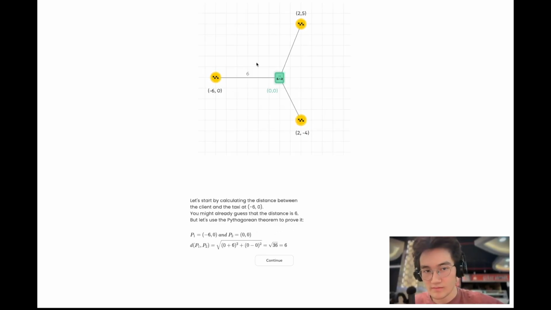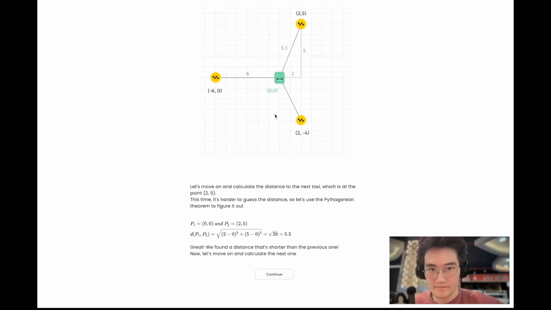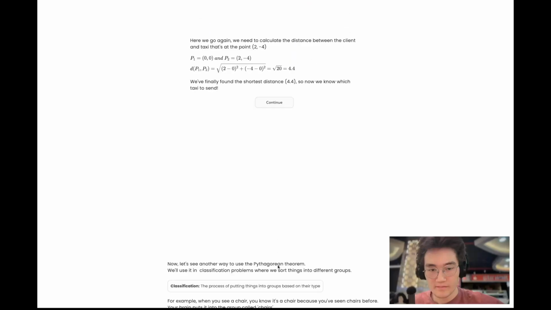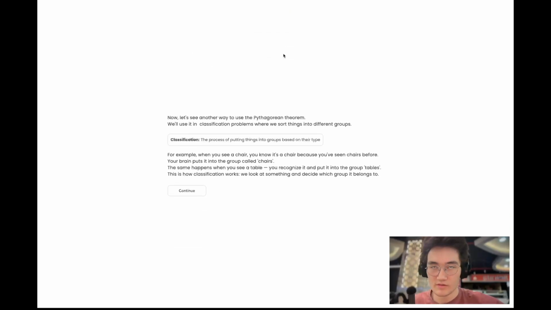So it's actually kind of intuitively understandable that the distance is 6. So let's continue. Here we use the Euclidean distance that we derived from the Pythagorean theorem. And again, we find that the shortest distance was 4.